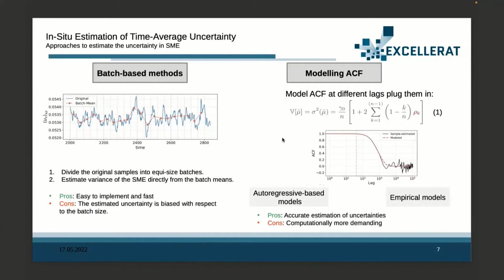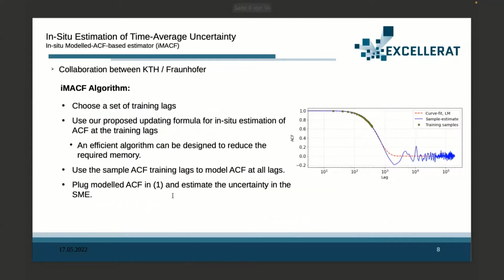So the more sophisticated approach here would be modeling the autocorrelation function. And this again is more accurate, but also more computationally demanding. And there has not been an updating version of that. So this was where our collaboration actually focused on, to turn this modeling ACF approach into an updated version.